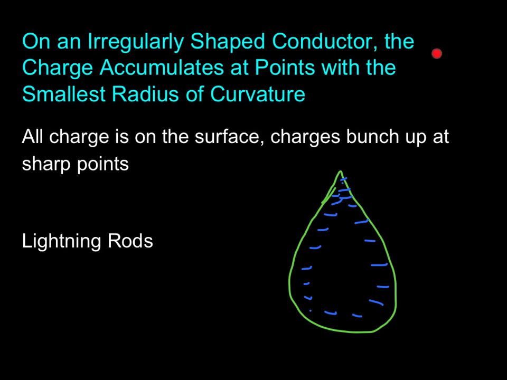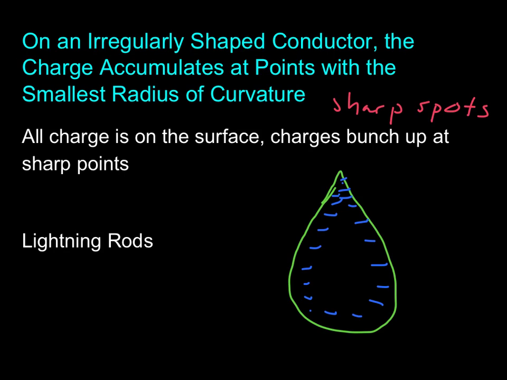So our final rule is that if you have an irregularly shaped object, charge accumulates at the smallest radius of curvature. We would call these the sharp spots. So if you look at all the charges on the surface, and we've got this little teardrop shape, well, if all the charges are on the surface and they're moving away, you can see that your surface gets kind of clumped together right here. Now we will verify this numerically when we start talking about potential, which is going to be in the next couple chapters.